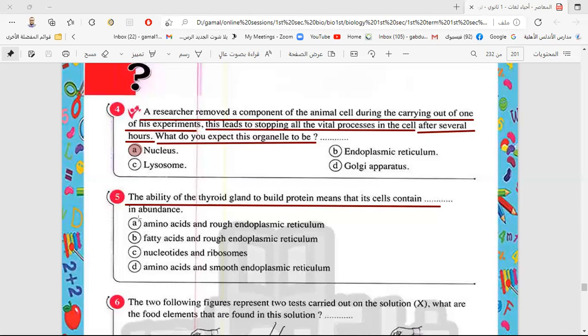Maybe amino acids. Amino acids, of course, very good. Amino acids, because the amino acids are the building units of proteins. So it is likely to be the best answer.